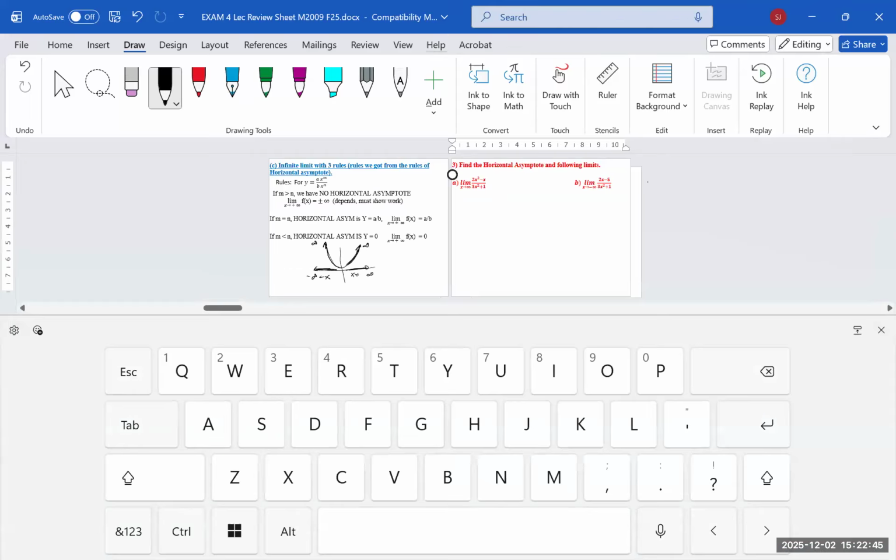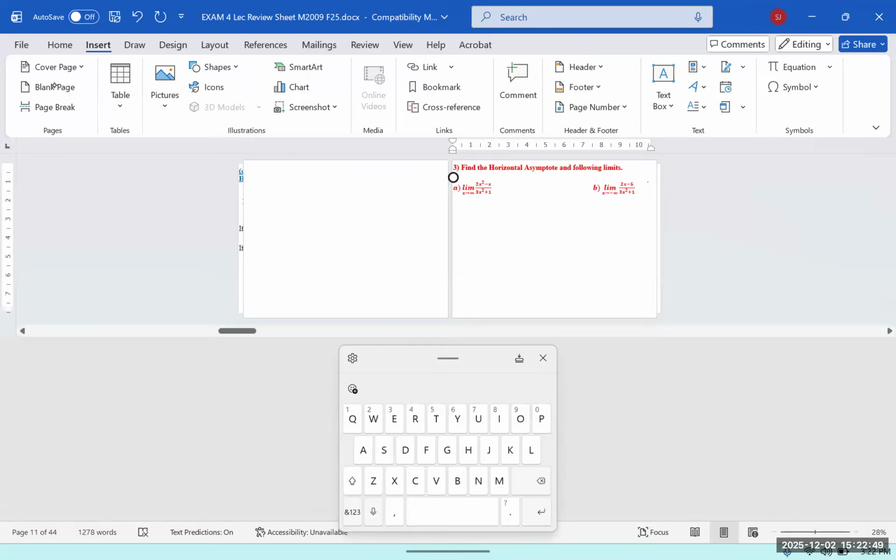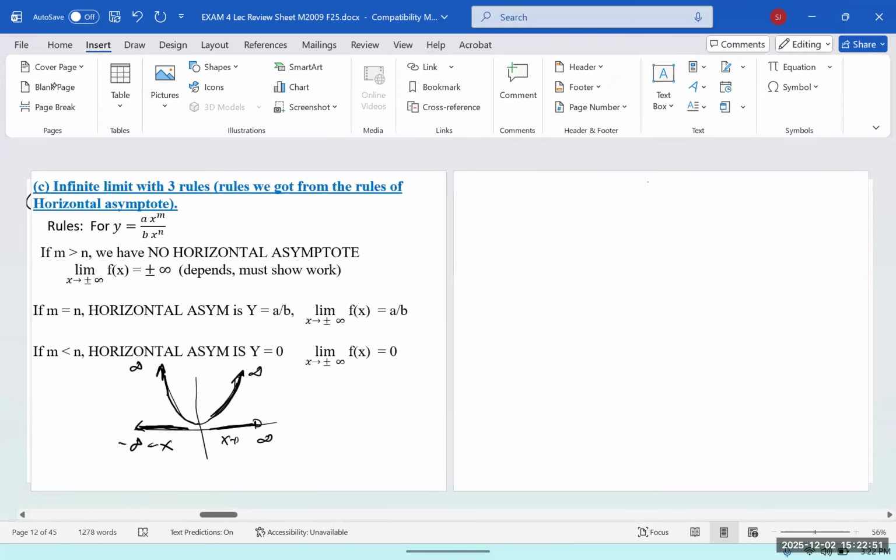Horizontal asymptote means what is your horizontal boundary? What's the number you go to when you go horizontally? Do you have any boundary in your graph? So, horizontal asymptote.